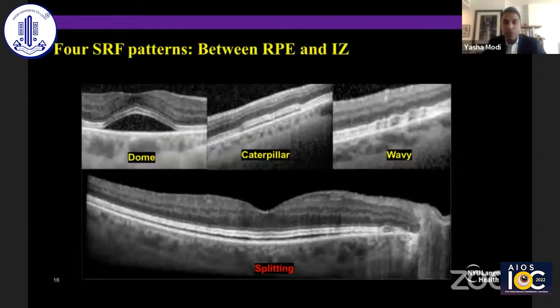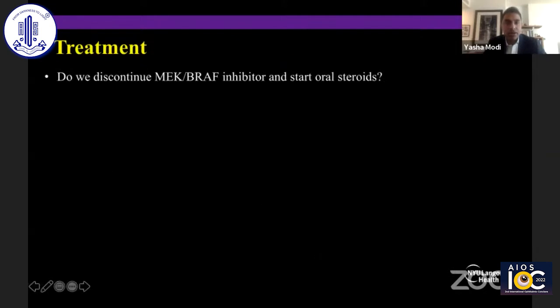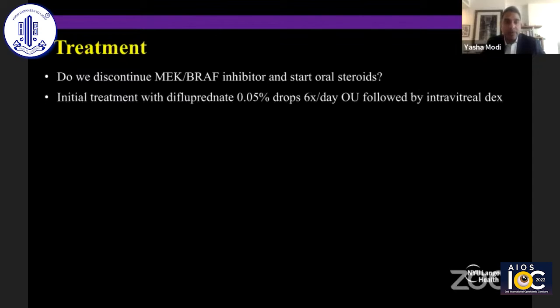And these are the 4 patterns that have been described. And notice this pattern on the bottom, that is not our patient, but it is eerily similar to what our patient looked like at presentation. And so then the question is, do we discontinue MEK and BRAF inhibition and start oral steroids? Well, it's really important to realize that this is a life-sustaining treatment that we really don't want to withhold if we can. And so we opted for initial treatment with difluprednate 6 times a day, followed by intravitreal dex.